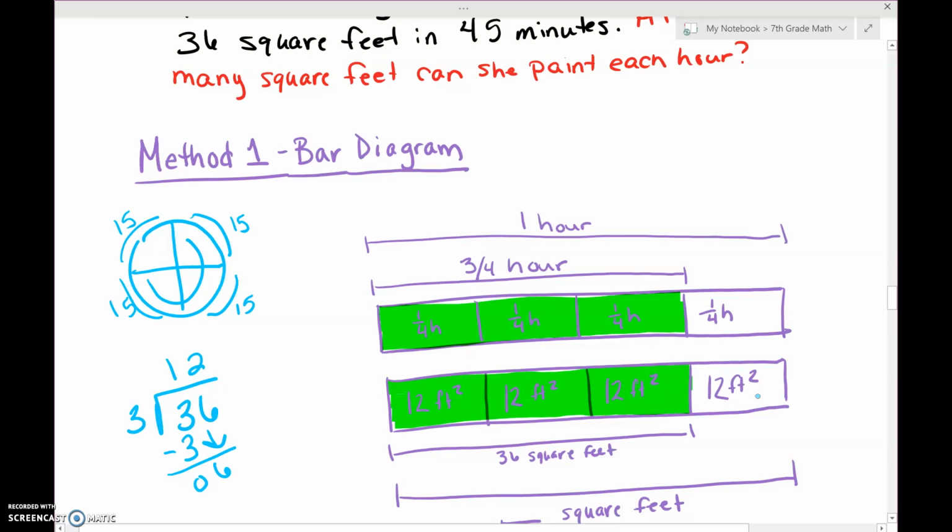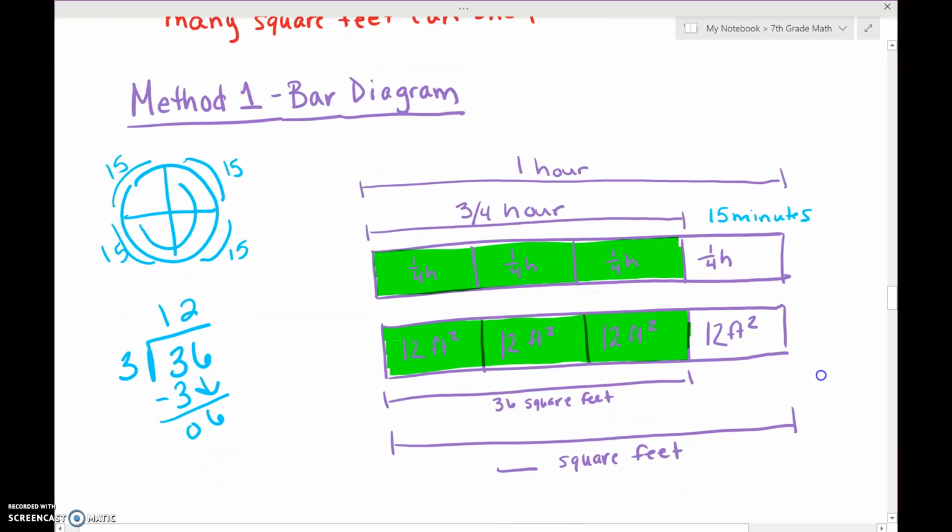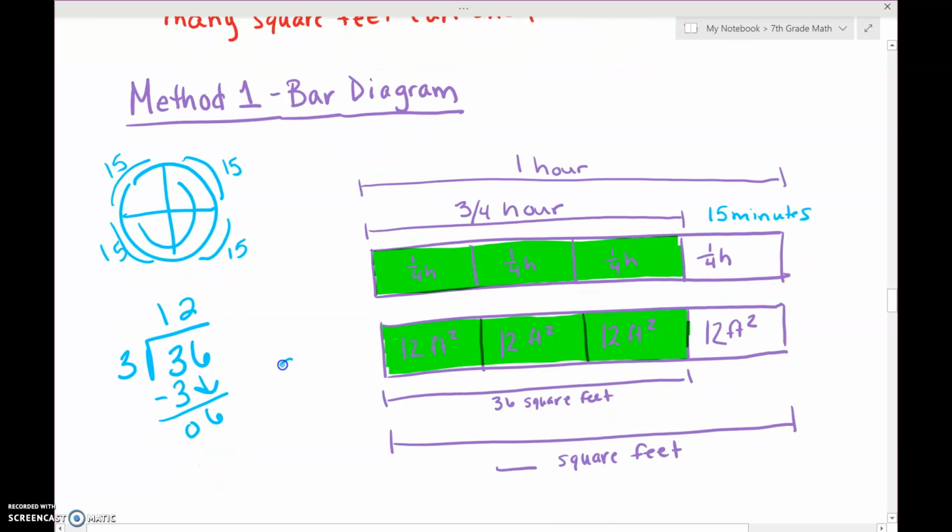So 12 square feet. So if I need to add this extra 15 minutes, remember, to make 1 hour, I have to add this extra 12 feet. So if I take that 36 and add 12 more feet, what do I get? 6 plus 2 is 8. 3 plus 1 is 4. And it's going to be 48 total square feet. That's using the bar diagram.